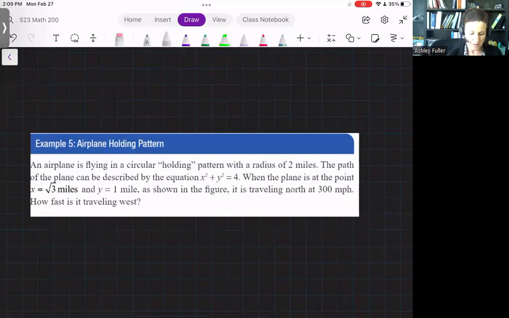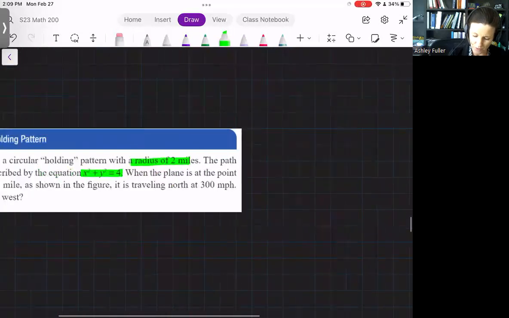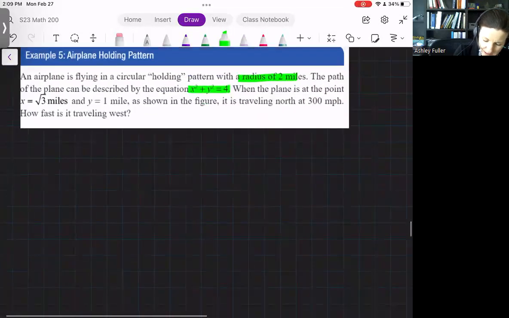Consider here we have an airplane flying in a circular pattern, sort of like a holding pattern, and we know that the radius of that pattern is 2 miles. The path can be described by the equation of a circle. And when the plane is at the point where x is the square root of 3 and y is 1, it's traveling north at 300 miles per hour. How fast is it traveling to the west? Consider what's happening pictorially here.